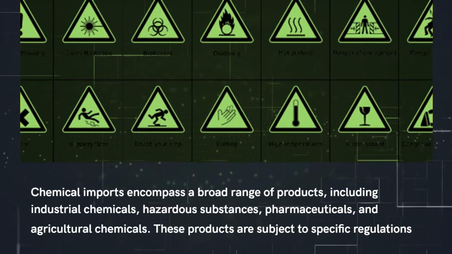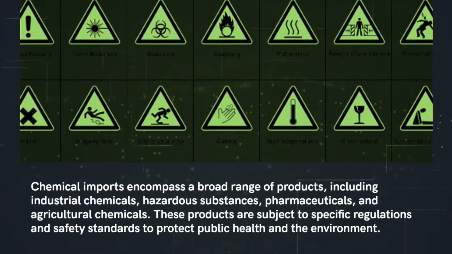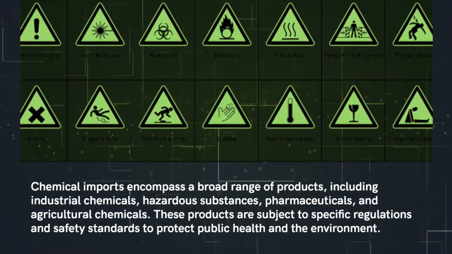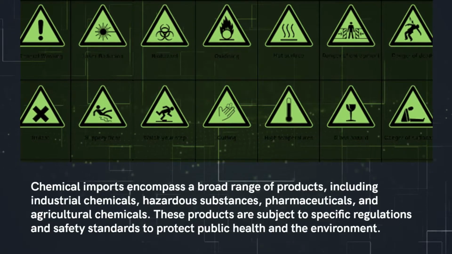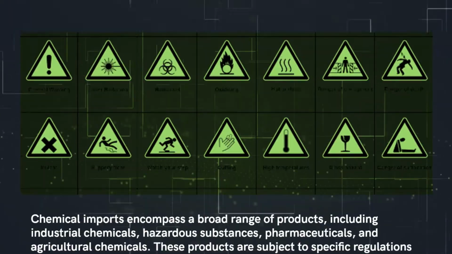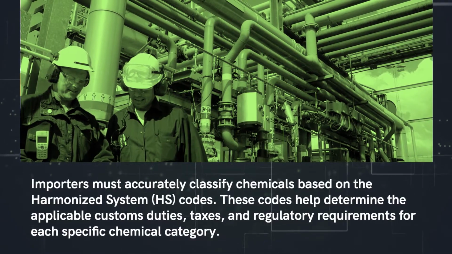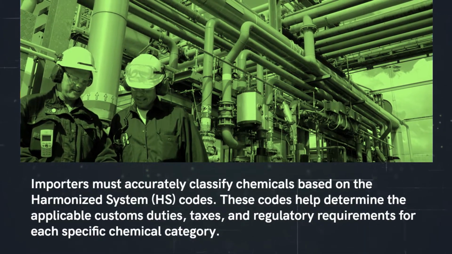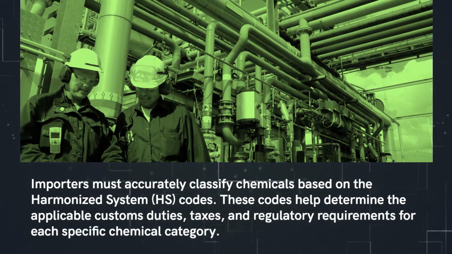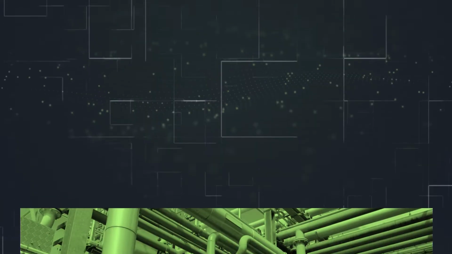Chemical imports encompass a broad range of products, including industrial chemicals, hazardous substances, pharmaceuticals, and agricultural chemicals. These products are subject to specific regulations and safety standards to protect public health and the environment. Importers must accurately classify chemicals based on the Harmonized System (HS) codes. These codes help determine the applicable customs duties, taxes, and regulatory requirements for each specific chemical category.